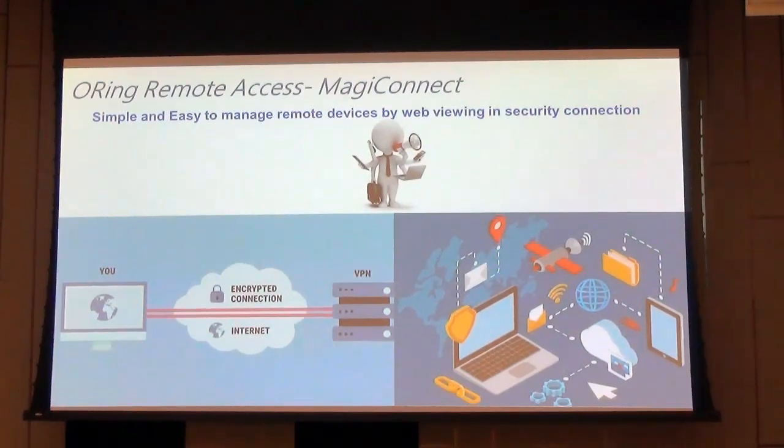when we want to see some device, and that device is behind our router, we need to call the customer and ask the MIS to create a VPN tunnel, and the MIS will tell you that this is very difficult, blah blah blah. So you need to handle this kind of thing. For one reason, you just need to check the device. The device maybe has a problem, but the device is behind the router. So we want to build a simple and easy way to manage remote devices by web viewing in a secure connection.